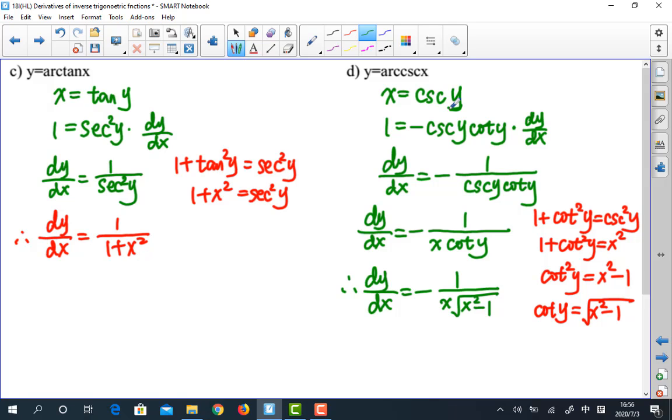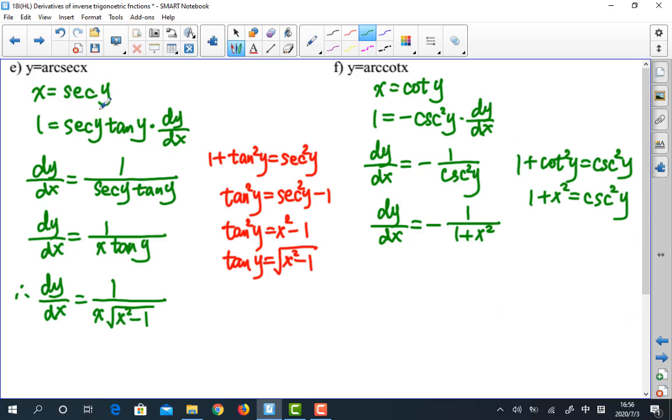D is the same. x equals cosecant y. Then we apply implicit differentiation to find dy over dx is negative 1 over cosecant y times cotangent y. For this cosecant y, it's just x, so I substitute x for cosecant y. Then we only need to find cotangent y in terms of x. That's how I can find cotangent y in terms of x. So the differentiation of arccosecant x should be negative 1 over x square root of x squared minus 1.